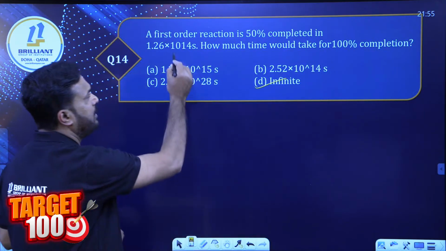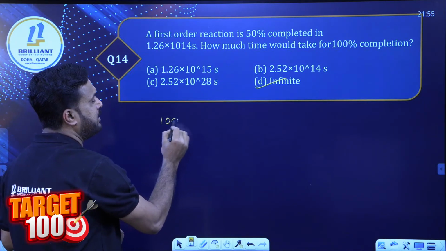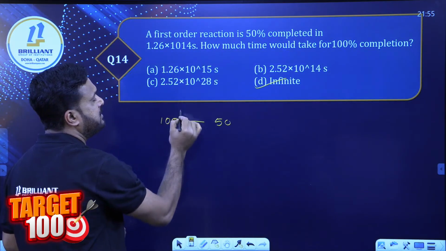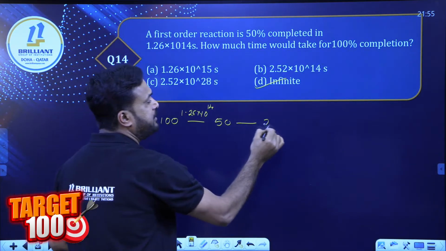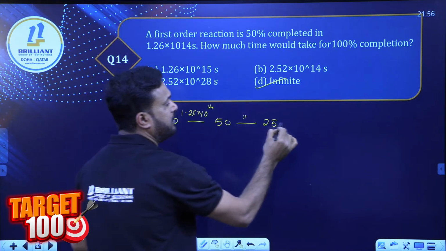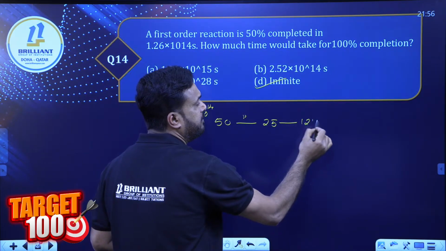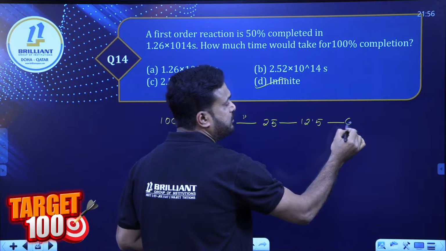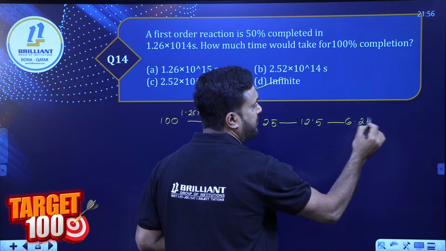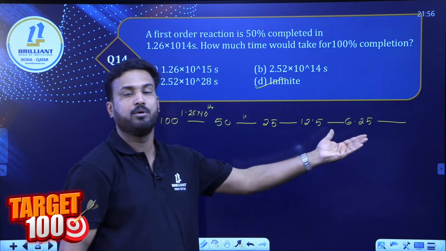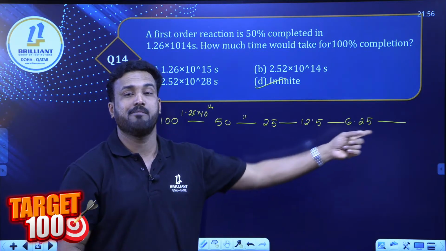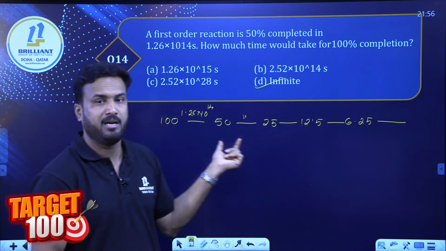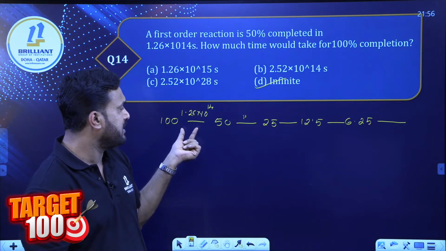Because a first order reaction means, as I told you, 100 to 50. If this is the time, 1.26 × 10^14, then 50 to 25 will take the same, 25 to 12.5 will be the same, 12.5 to 6.25 again will be half. This way it will be going. So for 100% completion, it's not possible to find the exact value. You can see, while going this way itself, you will get the idea.